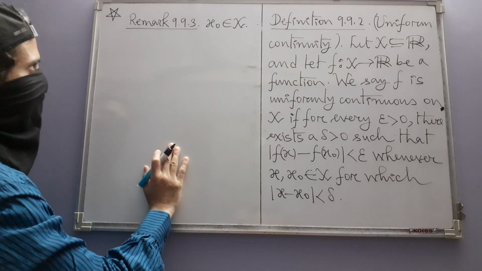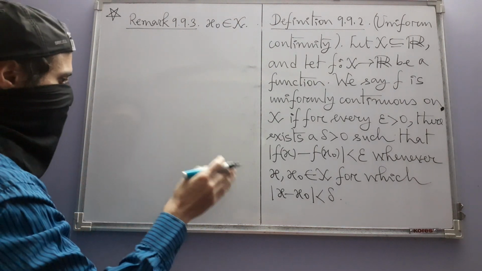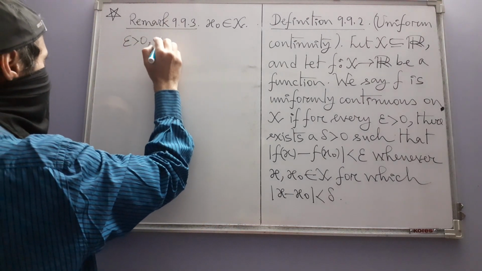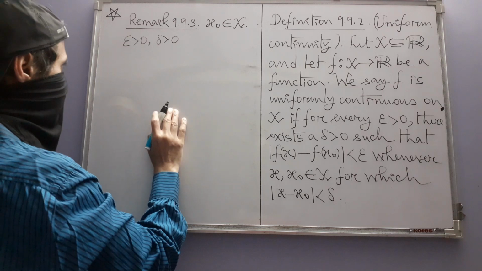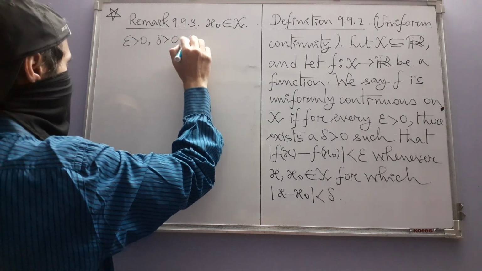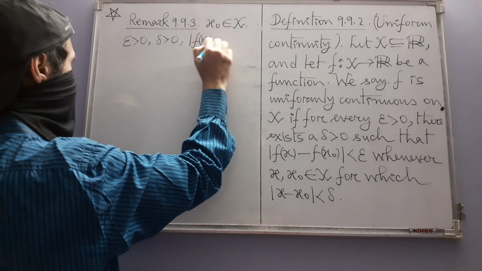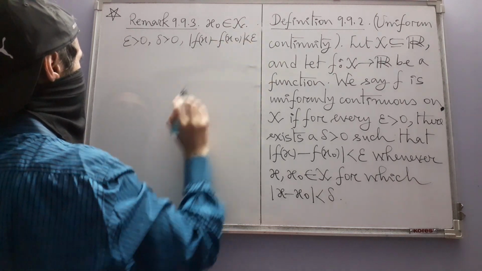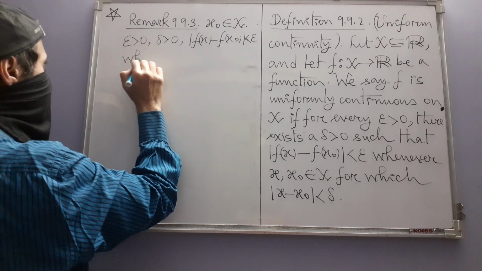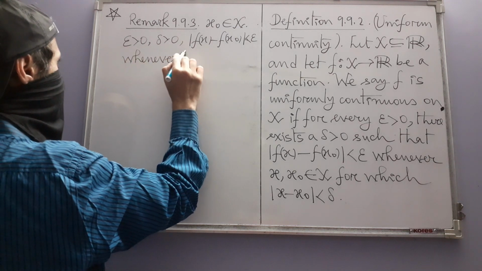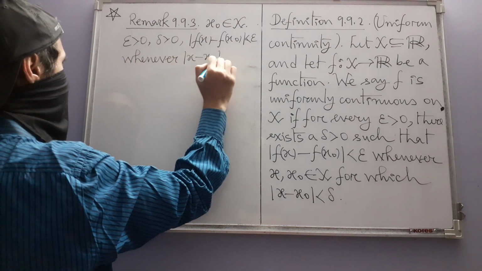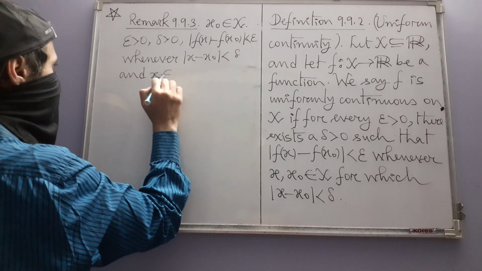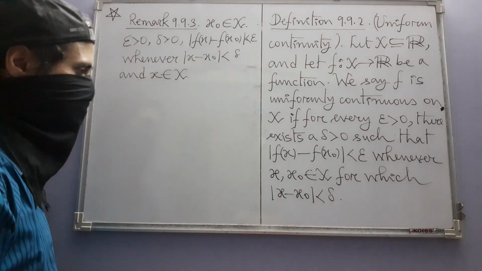We have a point x naught in X. We say that f is continuous at x naught if for epsilon greater than 0 there exists a delta greater than 0 such that this is true whenever we have this and x is in X.